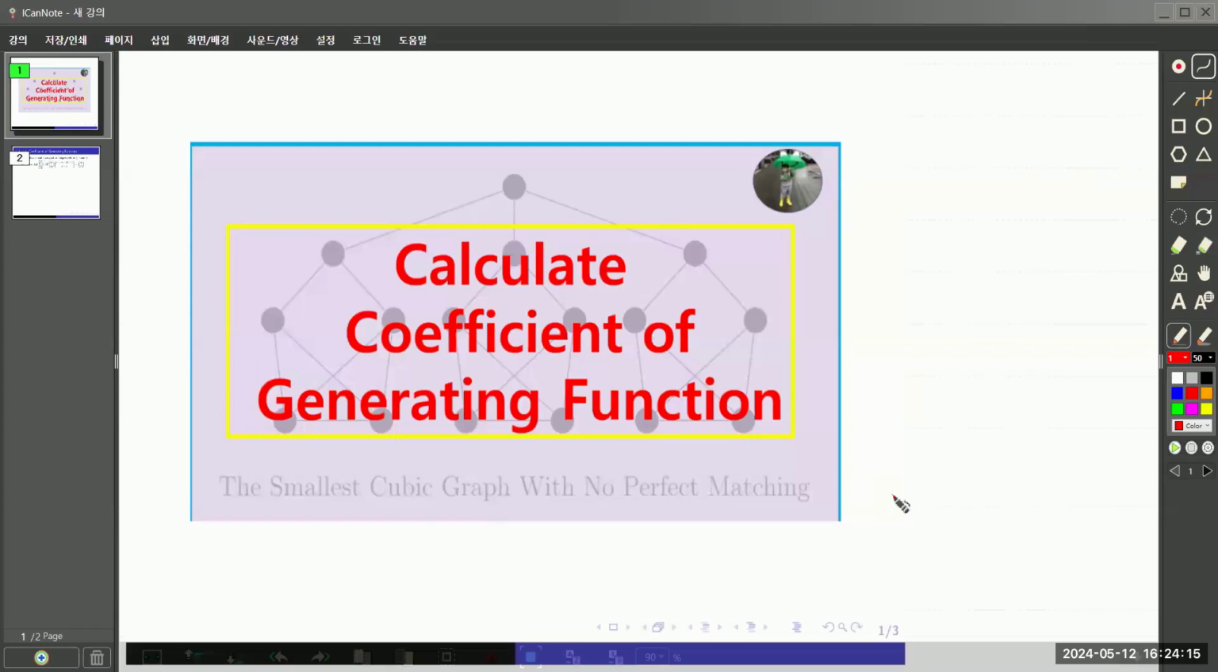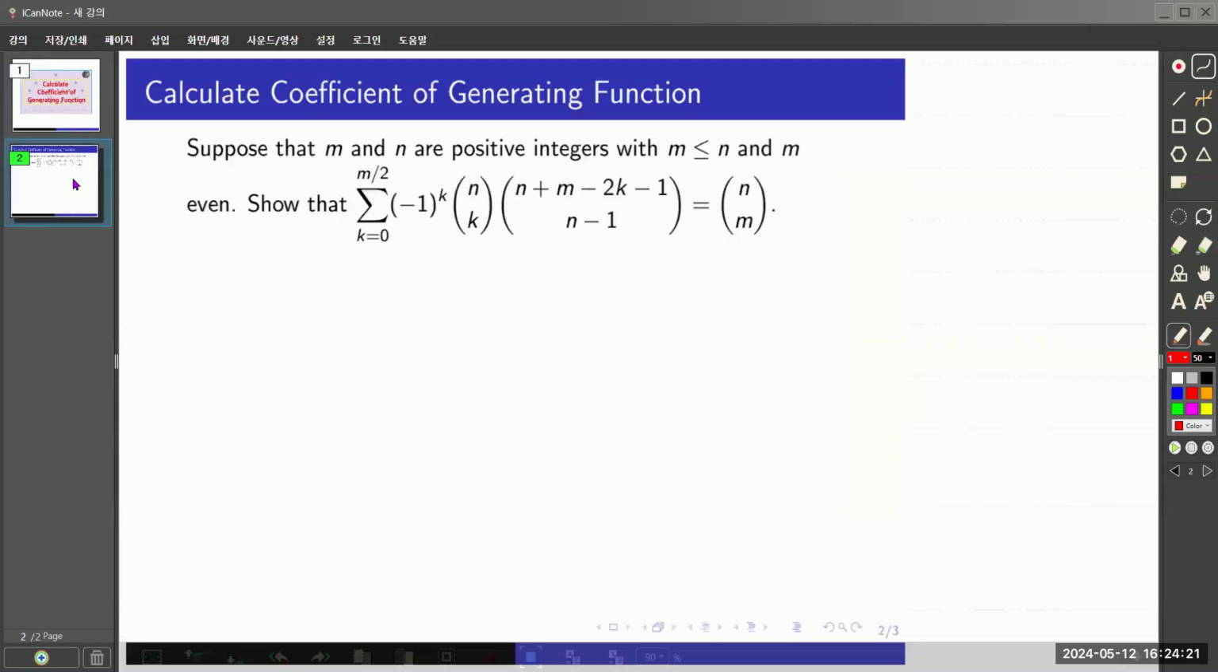In this video, we're going to talk about the coefficient of a generating function. So please look at the problem. We want to show that this equality holds.